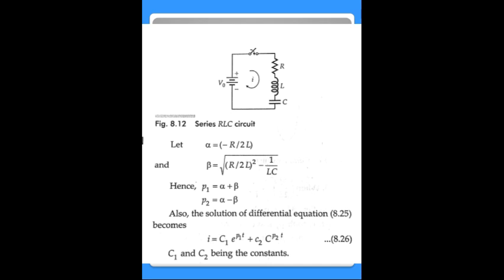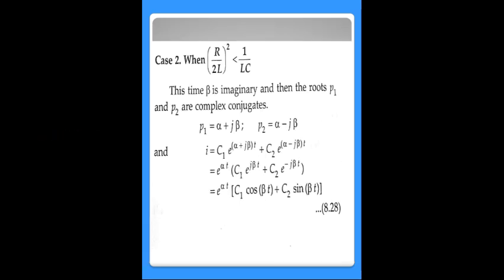So the solution of the differential equation becomes I is equal to C1 e to the power P1 t plus C2 e to the power P2 t, where C1 and C2 are constants. Now when (R upon 2L) square is less than 1 upon LC, this time beta is imaginary and the roots P1 and P2 are complex conjugates.